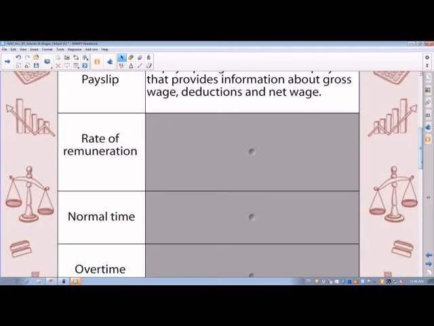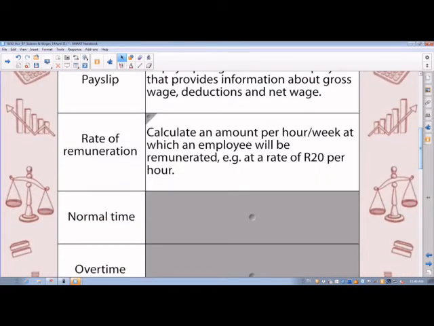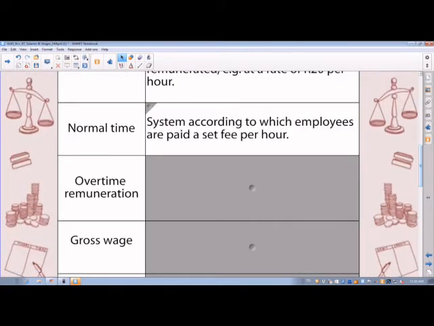The rate of remuneration is calculated on an amount per hour or per week or per day at which an employee will be remunerated. So remuneration is a salary, it's a payment. For example, 20 Rand per hour or 30 Rand per unit, if I use another example. Normal time, that will be a 40-hour week that we have in South Africa.